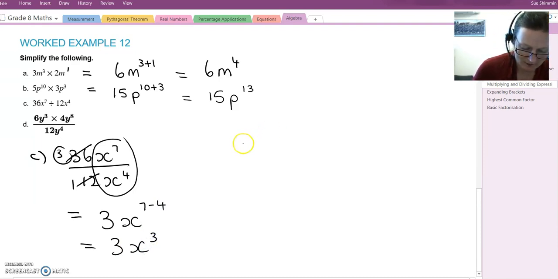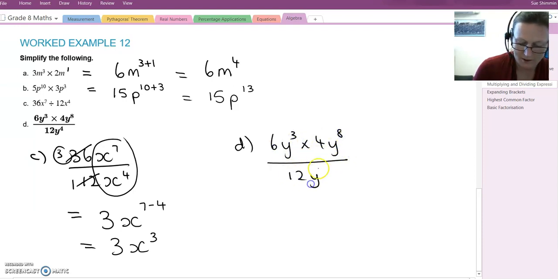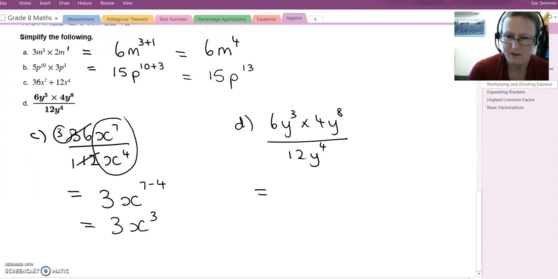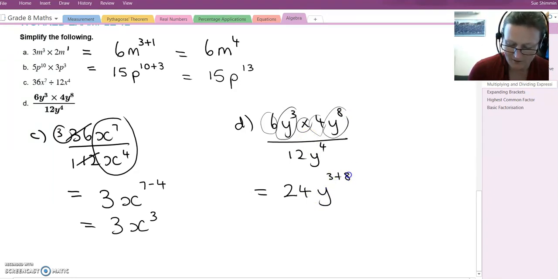Last one, I'll rewrite it, d. 6y cubed times 4y to the power of 8 over 12y to the power of 4. I would like you to ignore the bottom temporarily, so hide the bottom and just look at the top. If we just had the top, 6 times 4 is 24. Then we've got y cubed times y to the 8. Both the same base and it's a times, so we add those indices. So on the top we end up with 24y to the power of 11.